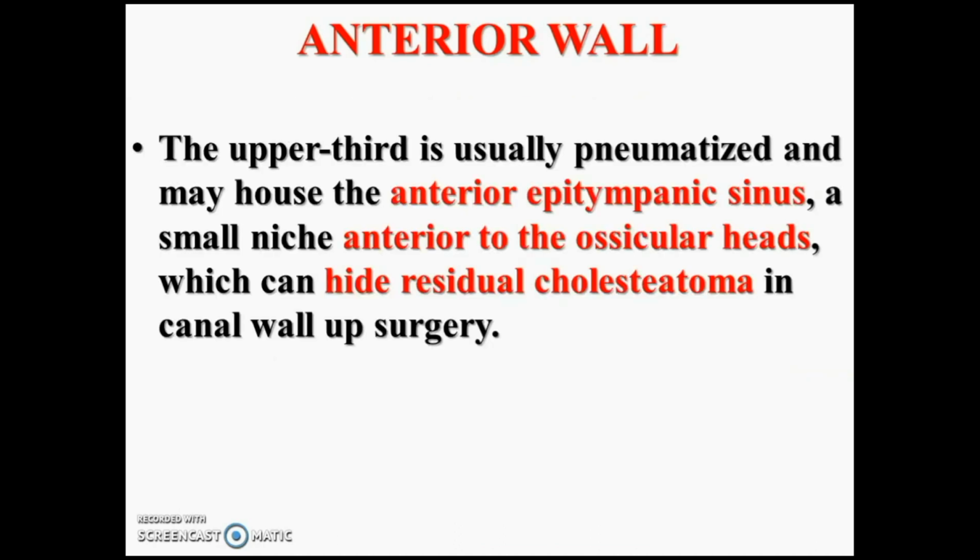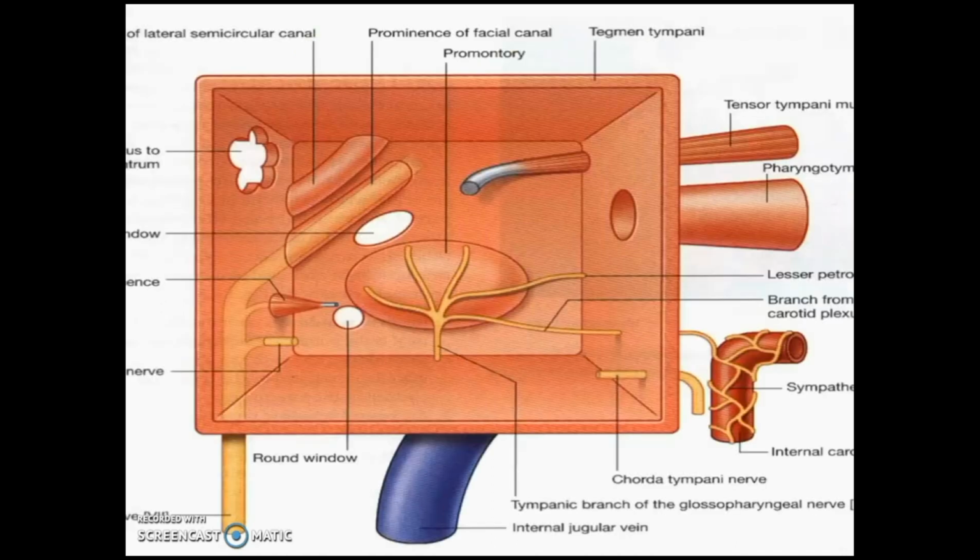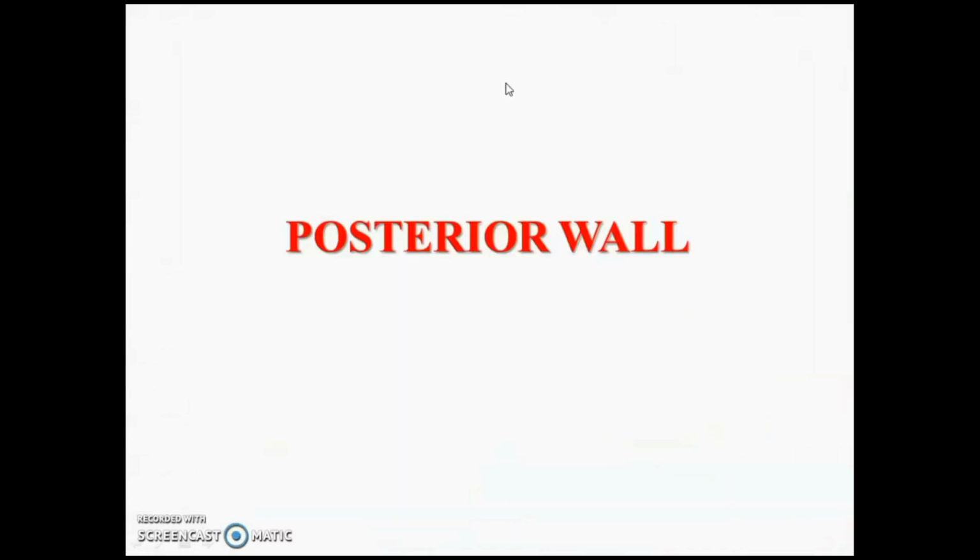And upper 1/3, usually it is a part of epitympanum. It may contain the anterior epitympanic sinus and it forms a niche for the anterior ossicular head parts and sometimes hides the residual cholesteatoma. So that is about the anterior wall. Three parts, remember that above, that is epitympanic part.